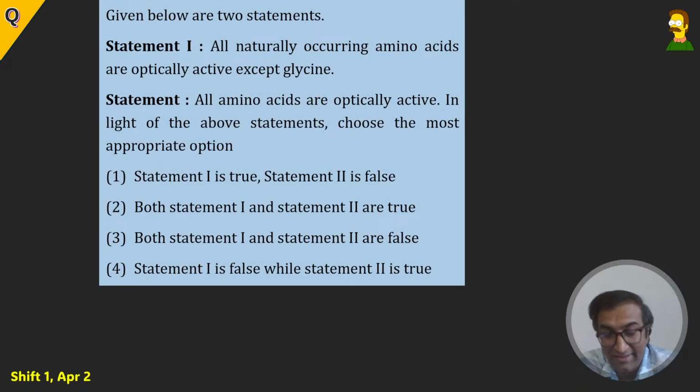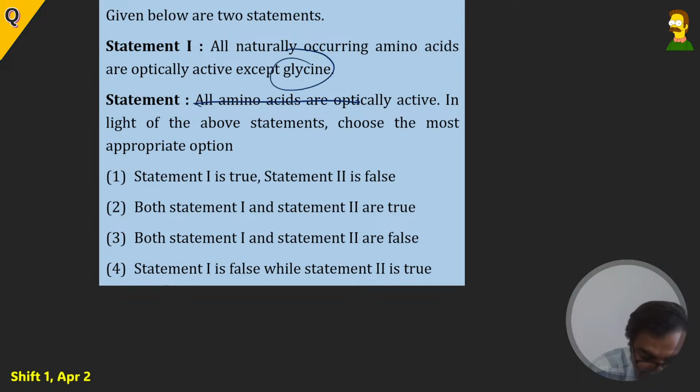Yeah, this is one of those questions I don't like. All naturally occurring amino acids are optically active except glycine. All amino acids are optically active in light of the above. This one is wrong, because all are not. So this one's wrong, this one is correct, because I have mugged this since it came last year, otherwise I would not know this sort of thing. But if you've studied biomolecules, this is an easy question. 1 is true, 2 is false. Let's move on.